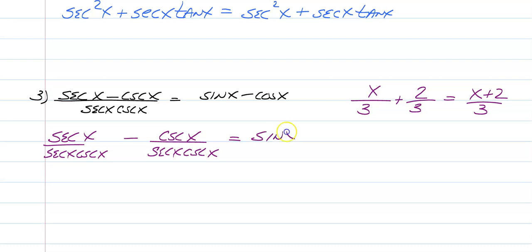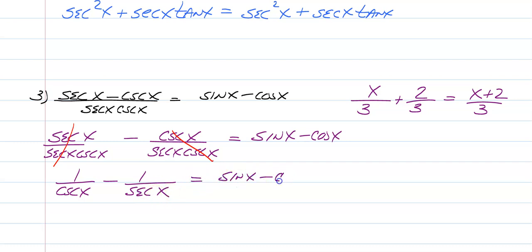So again, the only reason I'm showing you this is so you have just one more tool in your toolbox to do proofs. And then by doing that, you can see these secants cancel and these cosecants cancel, which is going to take you to 1 over cosecant x here minus 1 over secant x on that side. And the last step is really simple now. Now you're just going to do the reciprocals, and you now have sine x minus cosine x is equal to sine x minus cosine x.